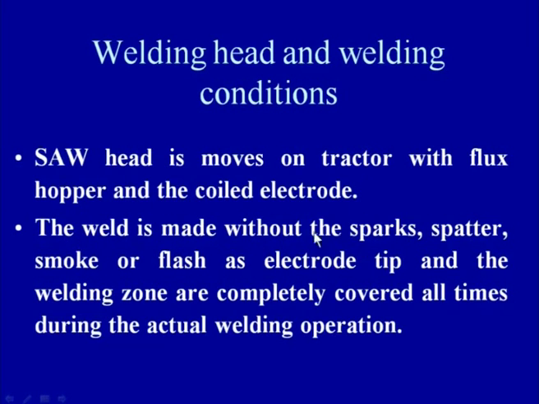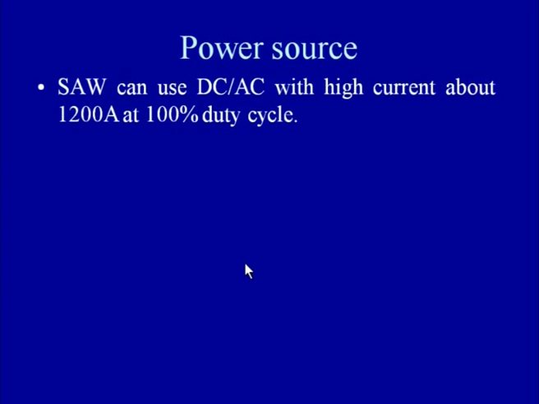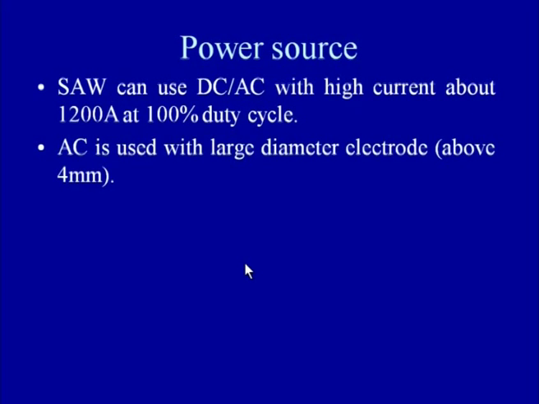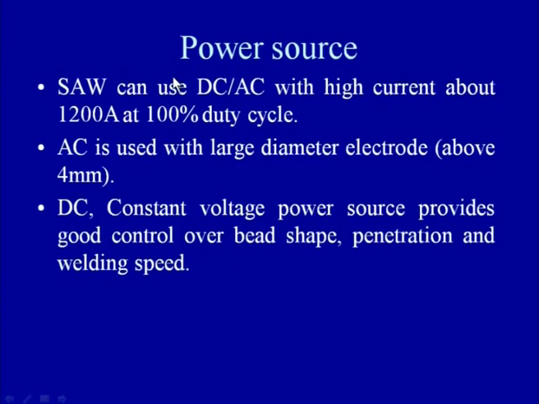Now, the weld is made in this case without sparks, without sputter and smoke, and no flash is formed, as the electrode and the weld zone are completely covered at all times during the welding by the molten flux. Since the electrode, the arc and the weld pool are always covered by the molten flux and the granular flux during the welding, we do not get sparks, sputters and flashes. Now, we will see what types of power sources are used during the SAW process, what the current ranges are, and what other aspects are related with the SAW process.